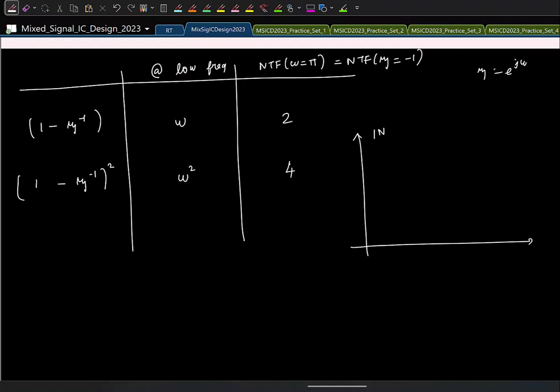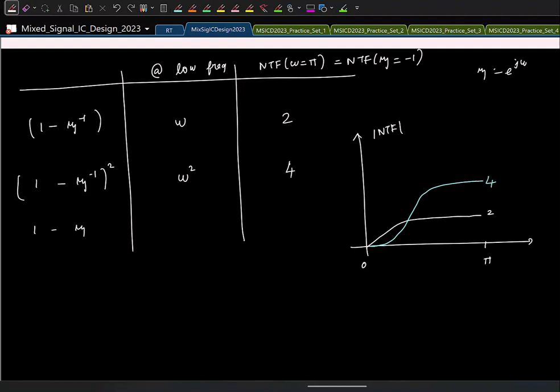So here I'm just plotting the magnitude of NTF. This is omega from 0 to pi. The first order case, at low frequencies, it goes as omega. It's linear. And then reaches, let us say, 2. The second order case, it goes as omega square. So it will go like this or like this? One or two? Second, right? Remember, I know that it's going to suppress the noise further, so only the second one is, so it will do something like this. 4.